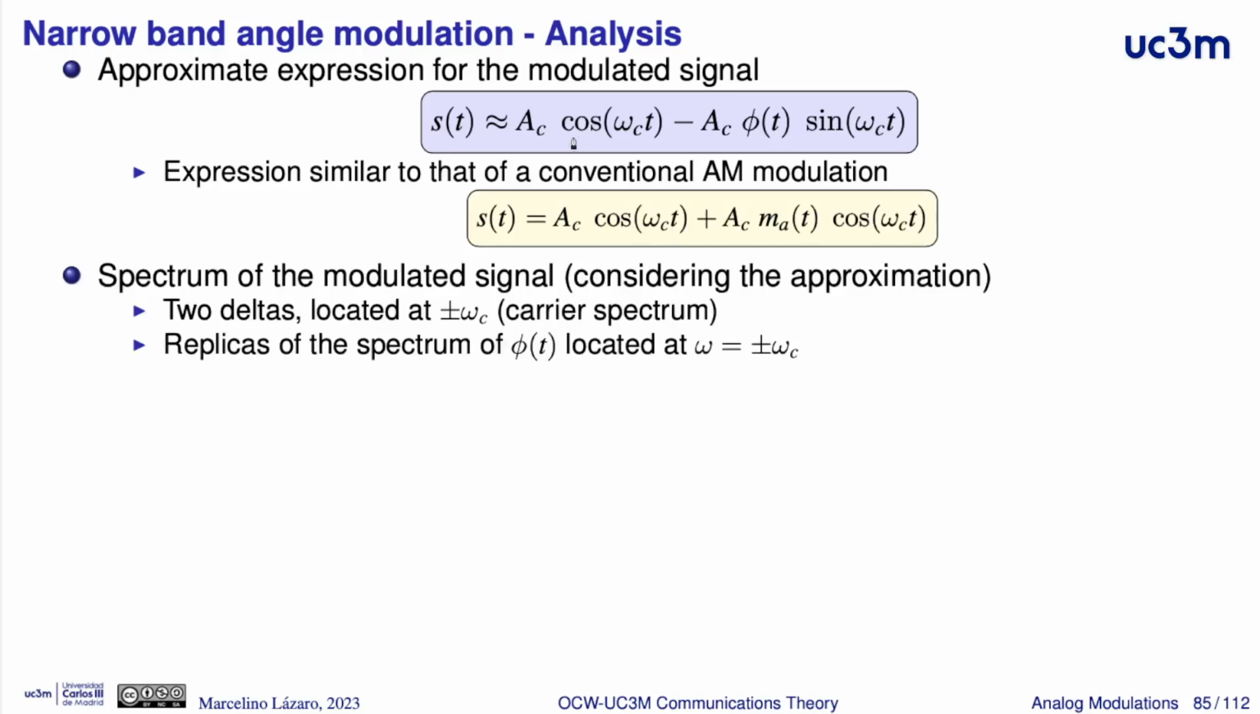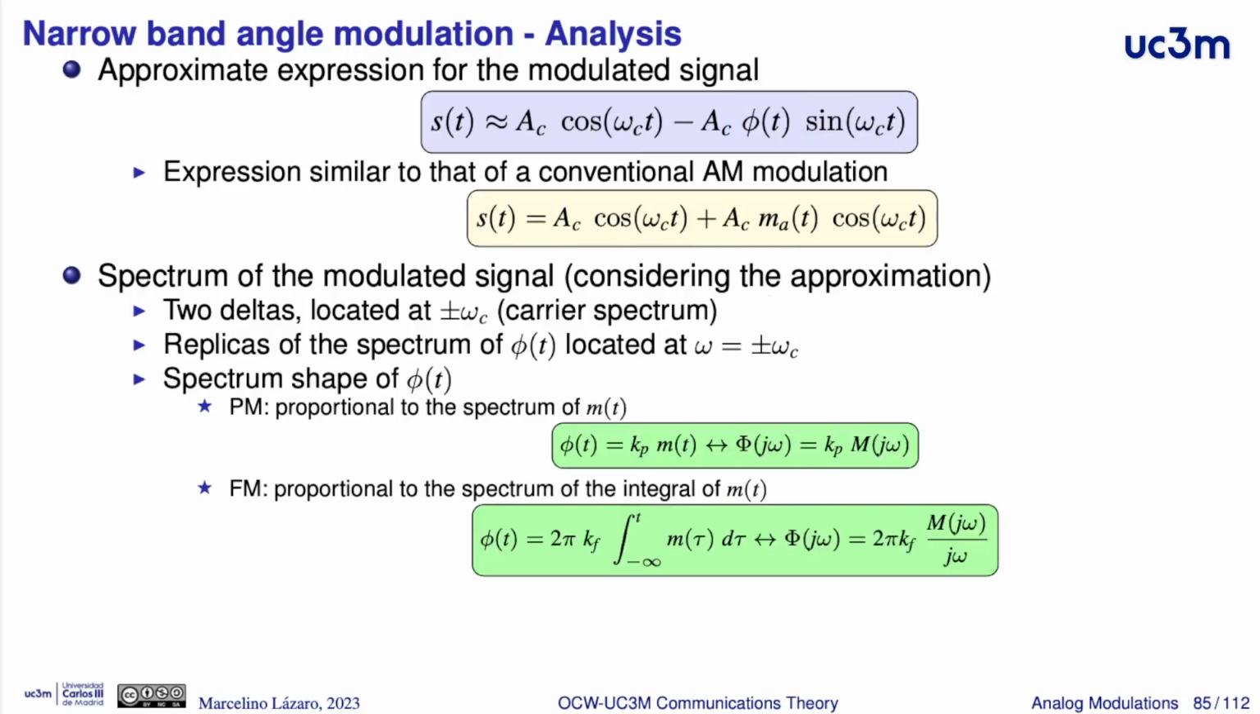We have the spectrum of the first term, a carrier, and the spectrum is two deltas, and then we have the spectrum of something that contains the message phi(t) times a sinusoidal carrier, similarly to what we have here. And this term has a frequency response that is basically given by two replicas of the spectrum of, in this case, phi(t) shifted to minus omega c and to plus omega c.